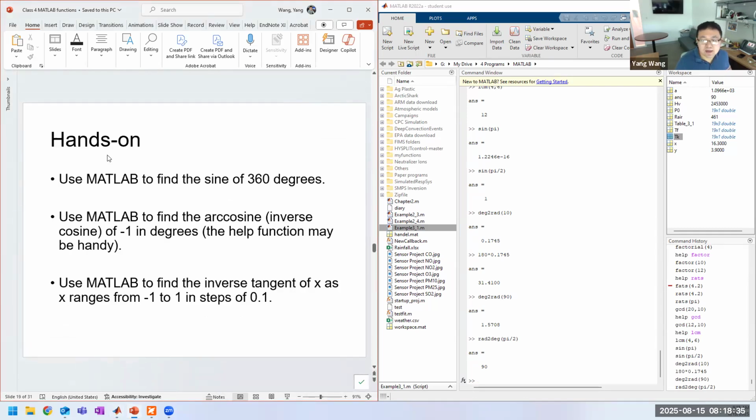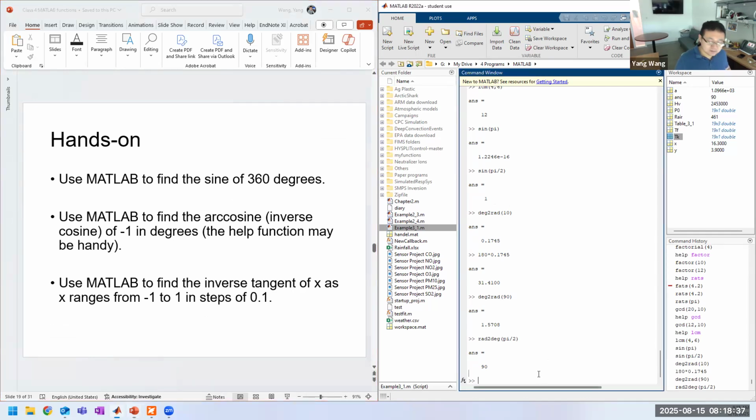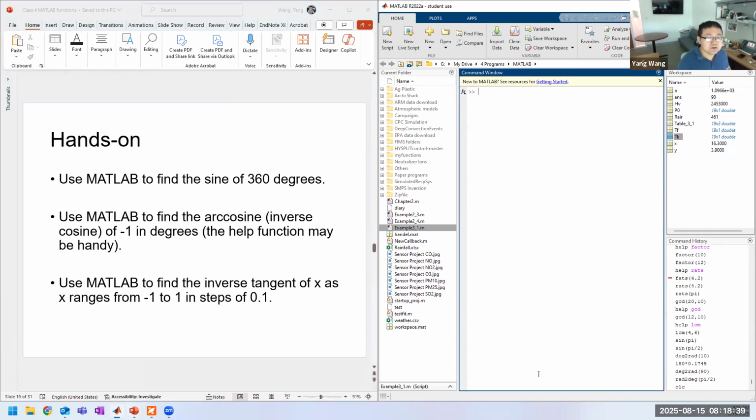Okay, so some hands-on practice, right? Let me just clean the screen again. Use MATLAB to find the sine of 360 degrees. So you can do sine of the degree, but here you need to pay attention that this is degree, not the radian. So you can do degree to radian of 360.